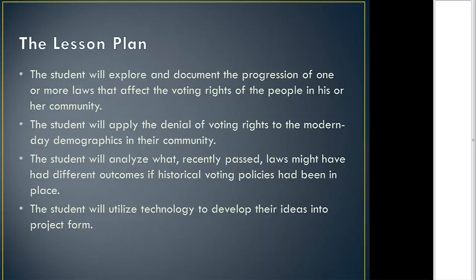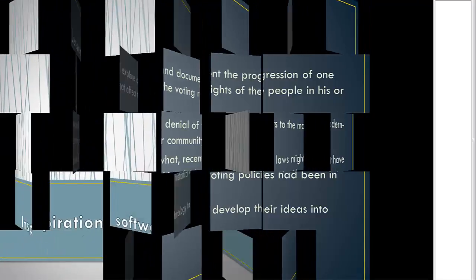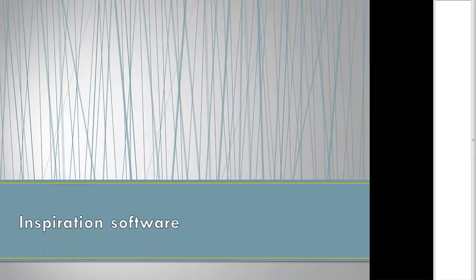In this lesson, the student will explore and document the progression of one or more laws that affect the voting rights of the people in his or her community. The student will apply the denial of voting rights to the modern-day demographics in their community. The student will analyze what recently passed laws might have had different outcomes if historical voting policies had been in place. The student will use technology to develop their ideas.